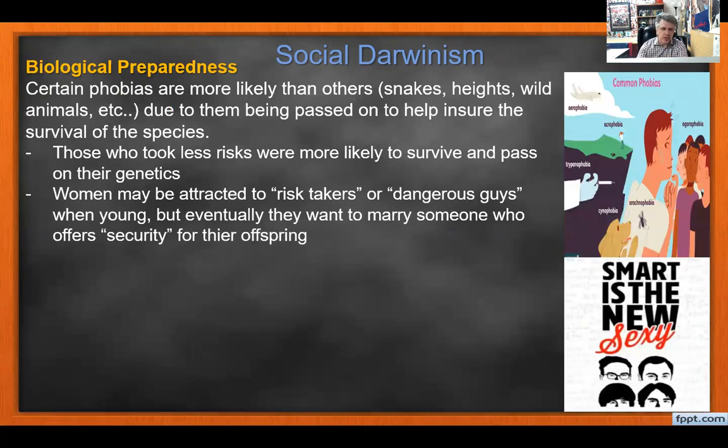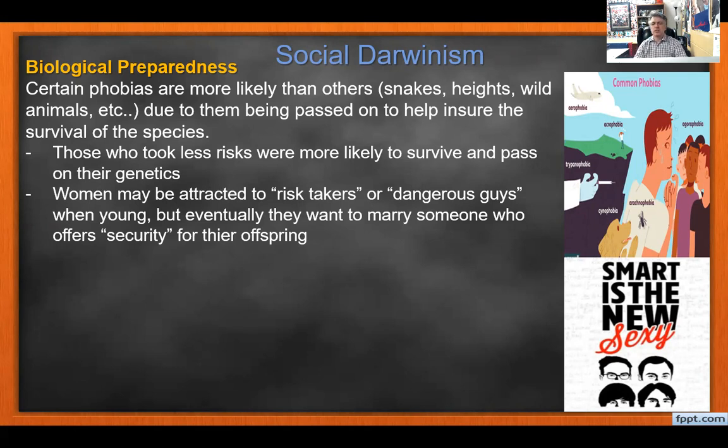Now, again, there's also something called biological preparedness, where certain phobias are more likely than others. Again, snakes, heights, wild animals, etc., because these have been passed forward, as I said before, because it's going to ensure the survival of the species. You got the guy who's the risk taker, who jumps off the side and does all the crazy things, drinks a lot. They're less likely to pass their DNA on.